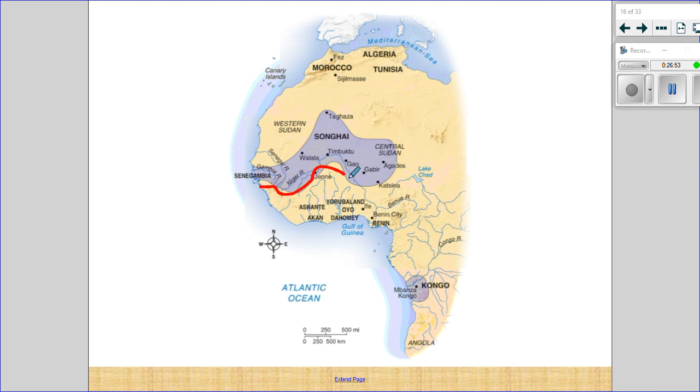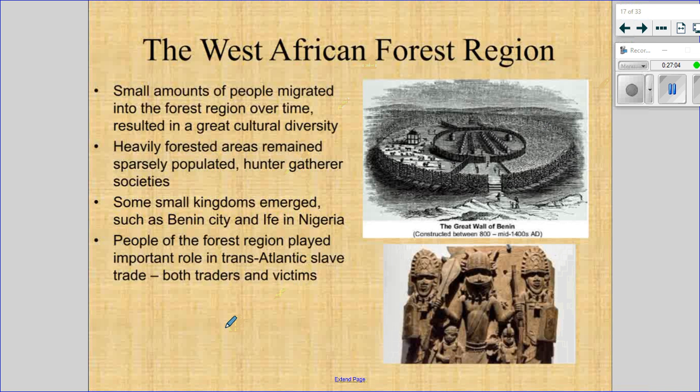So, like I said, this is Central Sudan, Western Sudan. This is Songhai. Okay, there's Timbuktu. So the West African forest region is more sparsely populated, just because they can't really practice the same types of large-scale agriculture that they can, say, in the grasslands. So you have small amounts of people that migrate into the forest region over time. And what that results in is more cultural diversity, because as these small groups migrate into the forest region, they all develop their own independent culture. So it's sparsely populated, predominantly hunter-gatherer societies. You do get small kingdoms in this part of Africa, most notably Benin.